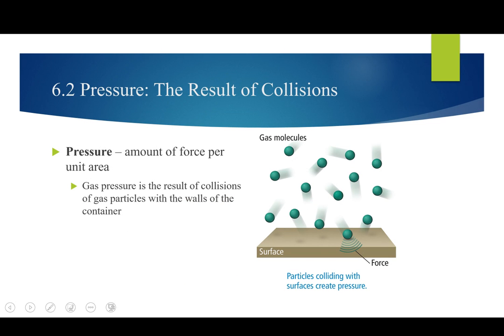Pressure is the amount of force per unit area. Gas pressure comes from collisions between the gas particles and the walls of the container. As those gas particles collide with the walls of the container, they exert force on the walls of the container. So that is the pressure. More collisions, more pressure; fewer collisions, less pressure. Particles colliding with one another, like gas particle to gas particle collision, does not cause pressure. It is only collisions with the walls of the container.